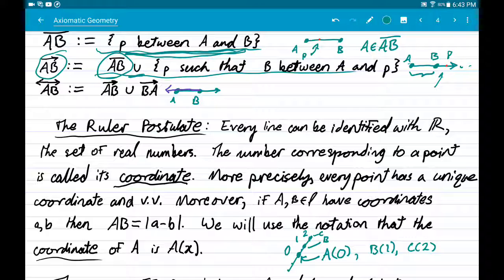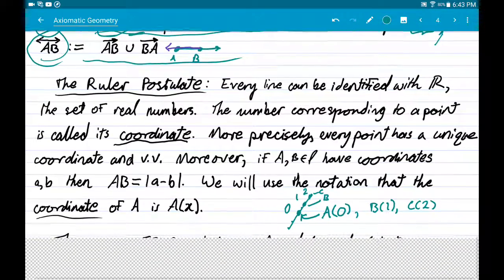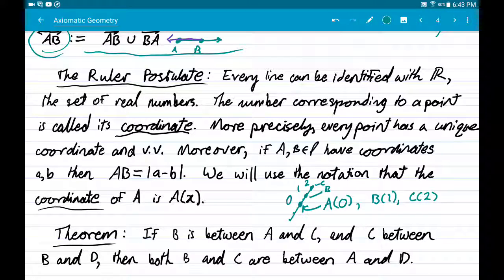I also define the line through A and B to be the union of the two rays, right? So the one ray will go off to infinity in one direction, the other ray will go through the same points to infinity in the other direction. If we union those together, collect them all together into a single line, then that's the line through A and B.